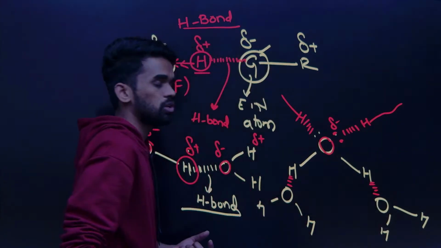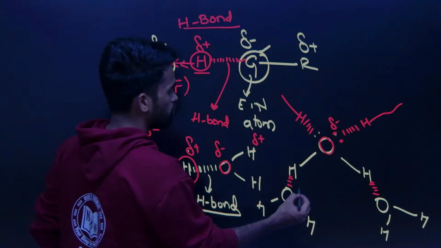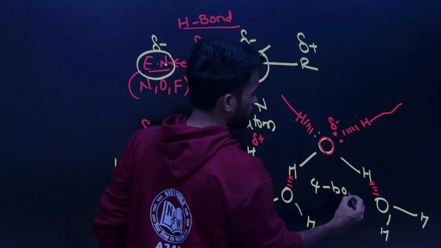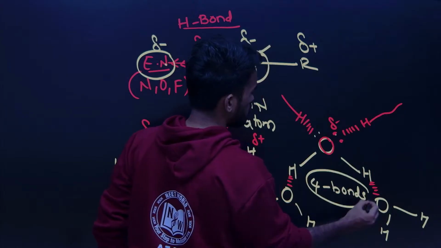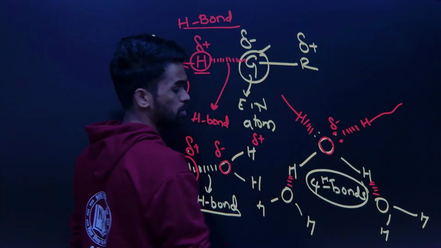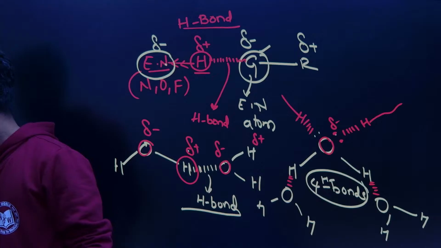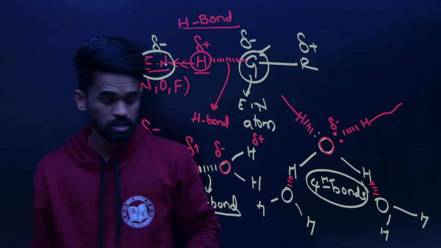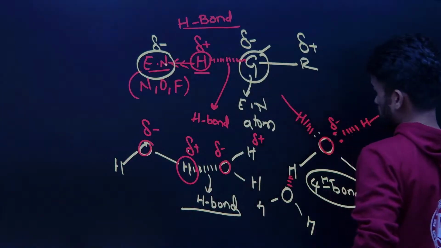So a water molecule can form a maximum of 4 hydrogen bonds. How many? 4 hydrogen bonds. Remember, this is a question asked previously. Hope this concept is clear. Let me give you a few more examples with applications.